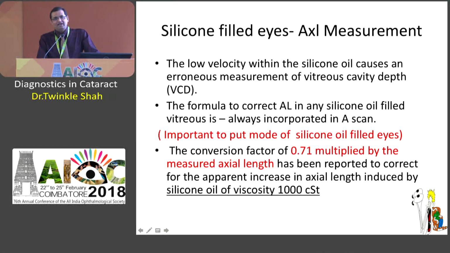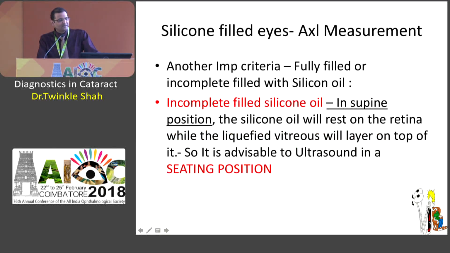So usually we all have an ultrasound with a silicone oil mode. You put it in the silicone oil mode, and that works very well. If you do not have an ultrasound which has a silicone mode, you just calculate by multiplying 0.75 with the axial length which you are measuring.